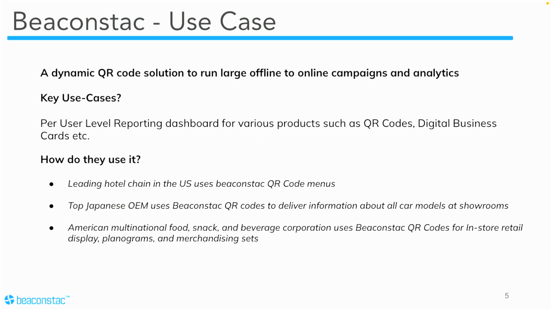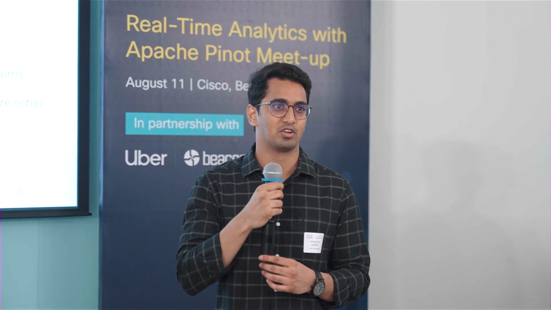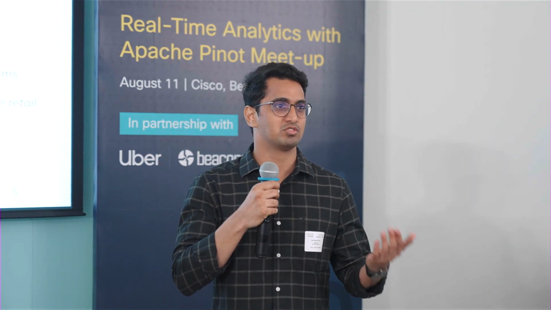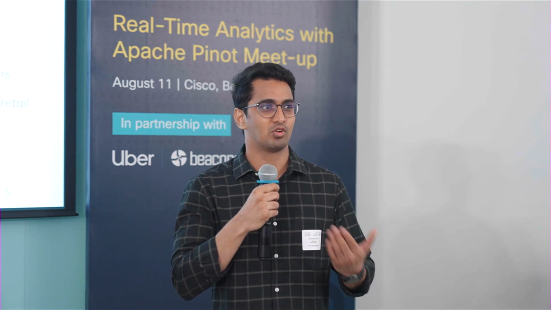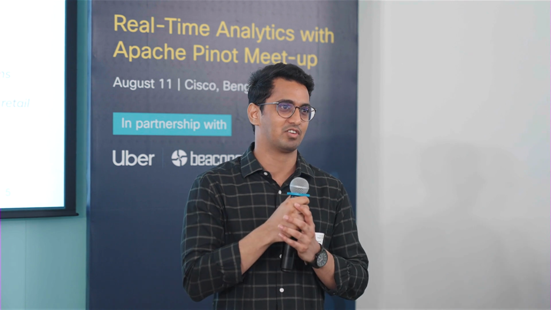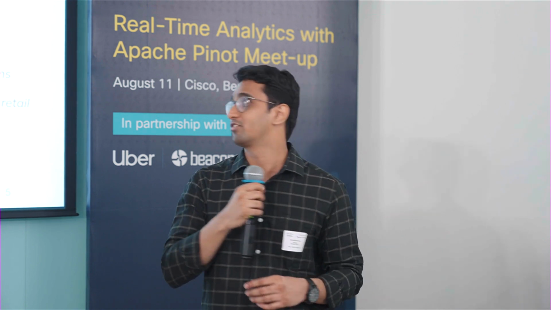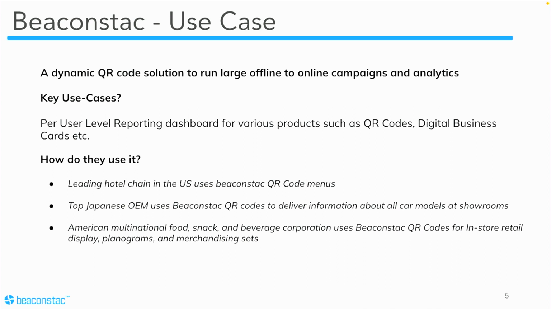In terms of who uses us, we have a lot of clients. We have 30,000 plus customers, from leading hotel chains in the US to a Japanese OEM using Beaconstack to deliver information about their car models at showrooms. We have a couple of big multinational brands, like food chains, who are using us to run their menus or run ad campaigns in their stores, on billboards, on TVs, and a lot of other places. So that's the use case for Beaconstack.